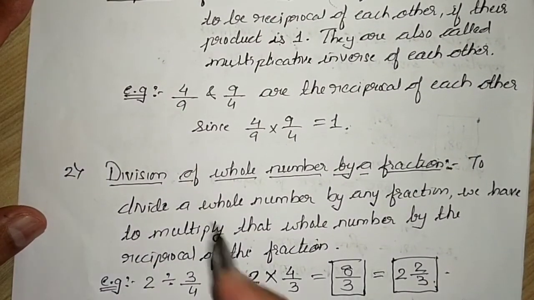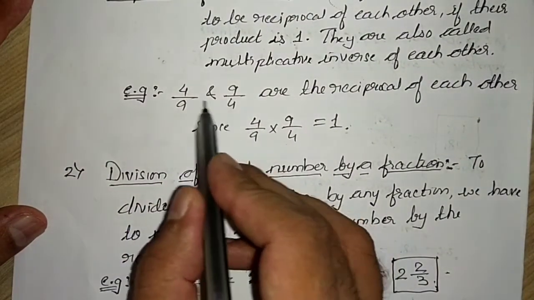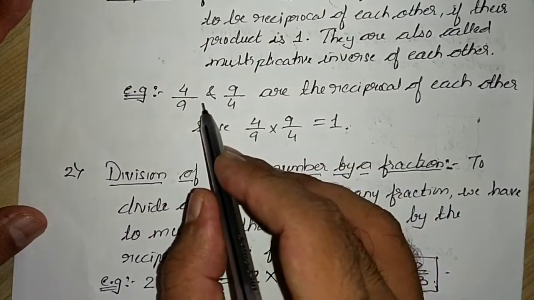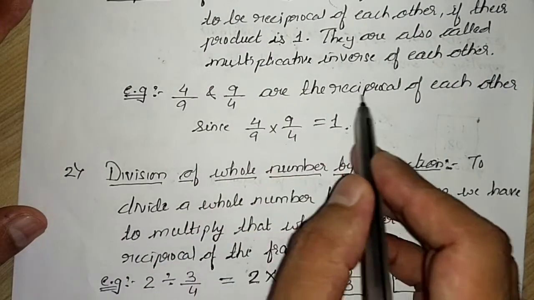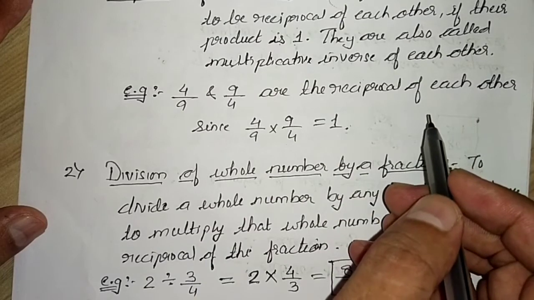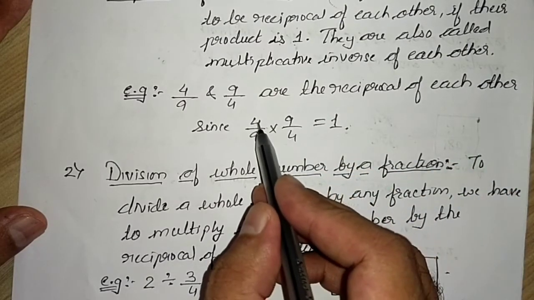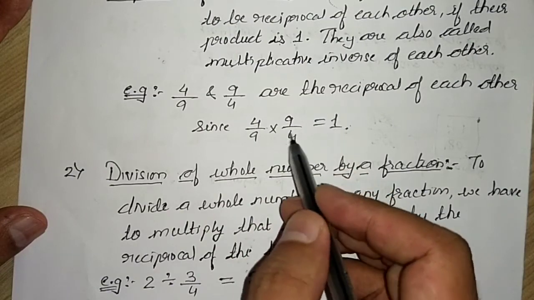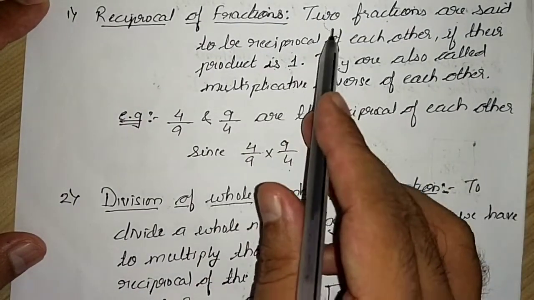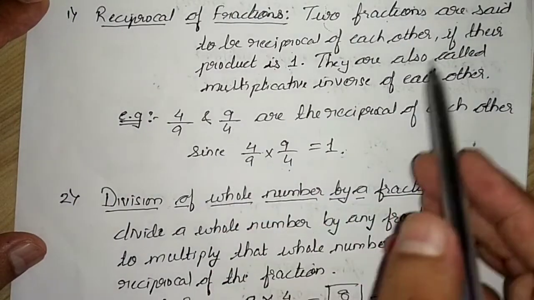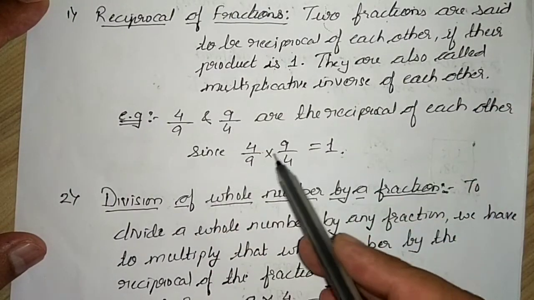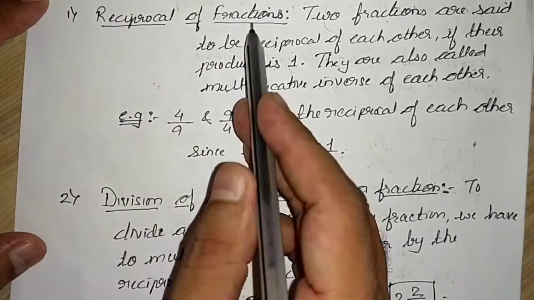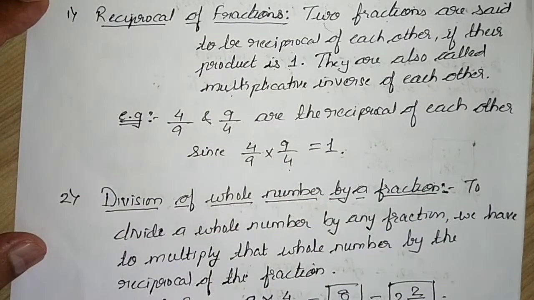For example, let us take two reciprocals. These two fractions are the reciprocal of each other. Why? Because when we multiply both of them, 4 by 9 into 9 by 4, the answer we got is 1. And that is the definition, that two fractions are said to be reciprocal of each other if their product is 1. The other name of reciprocal of fraction is multiplicative inverse.